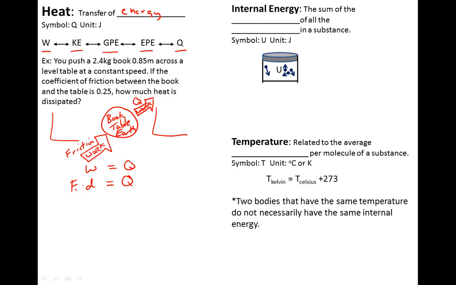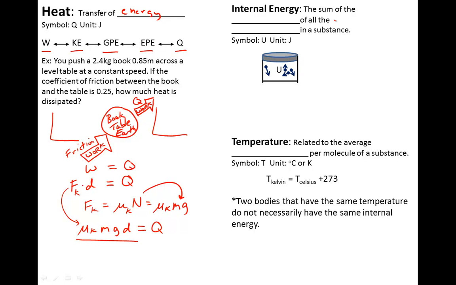Remember, our force there is due to the friction. And we remember that the force of friction is mu times the normal force. But in this case, since it's just on a flat surface, the normal force is the mass times gravity. So if I plug in for my force of friction, I get mu sub k mg times d is equal to Q, which is my heat.